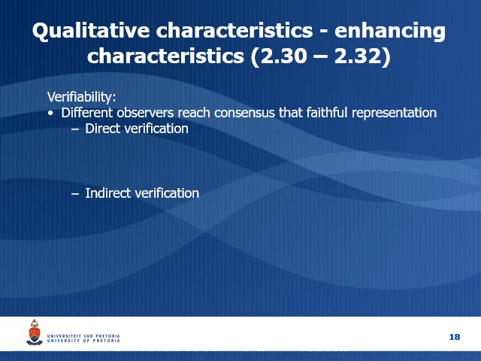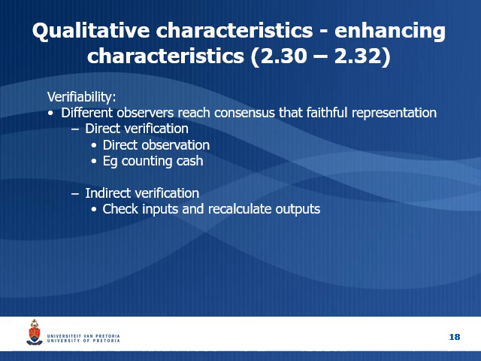Direct verification means verification through direct observation. For example, counting cash. Indirect verification means checking inputs to a model and recalculating the outputs. An example of this would be to check prices and quantities of inventory in order to recalculate the cost of the inventory on the FIFO or weighted average basis.